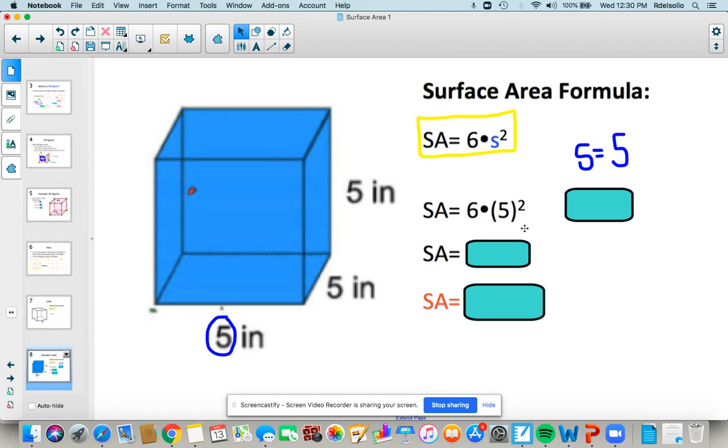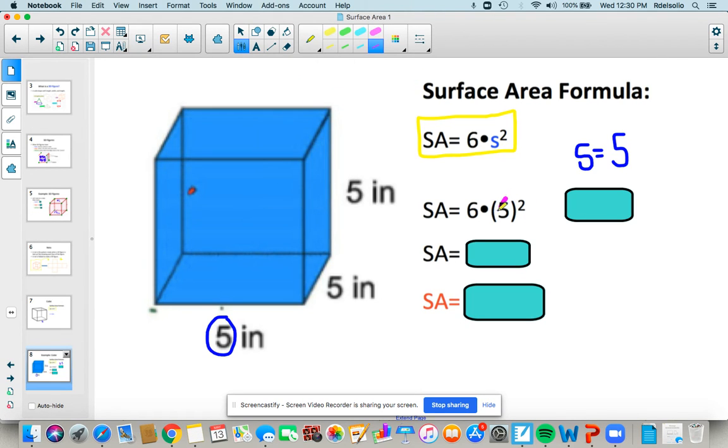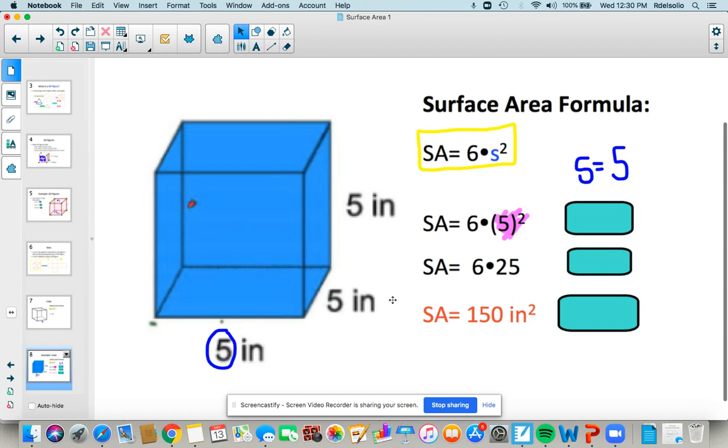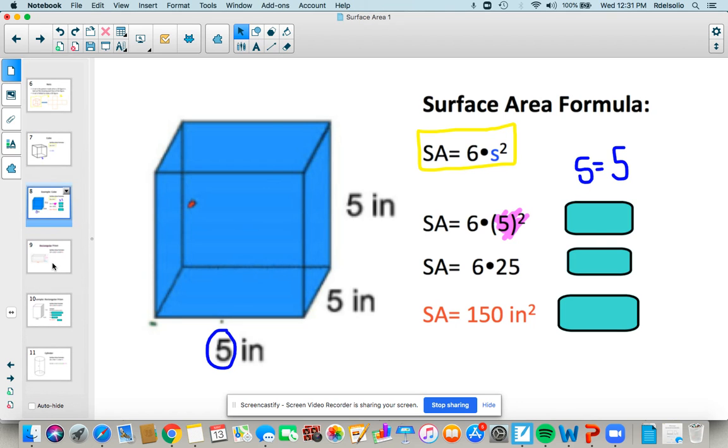So we're going to do the exponent first. Let me highlight that. We're going to keep the 6. 5 squared is 25. Now we can multiply. 6 times 25 is 150 inches squared. So the surface area of this cube is 150 inches squared.